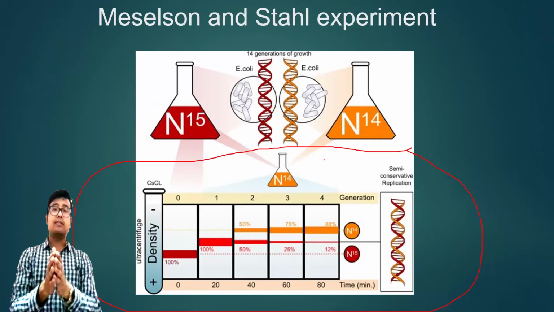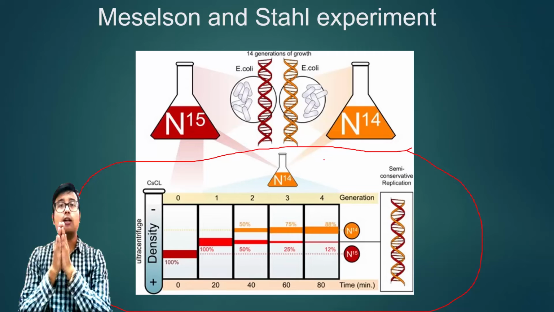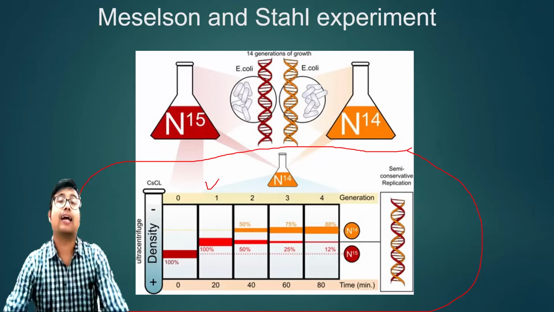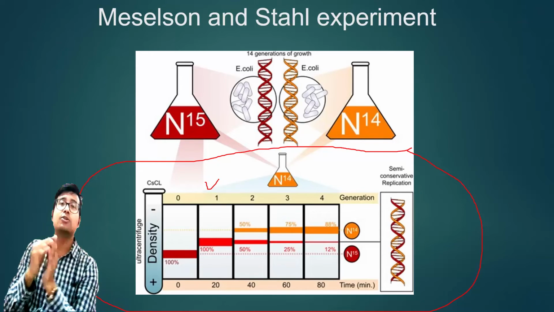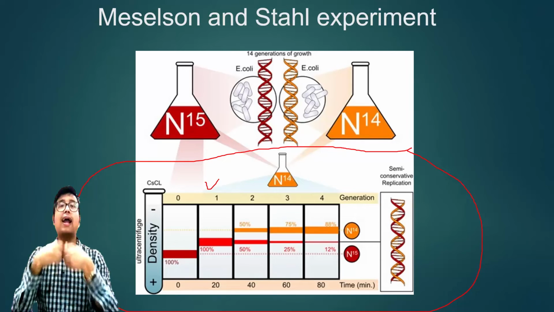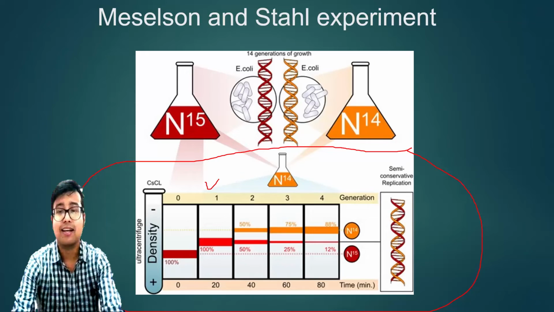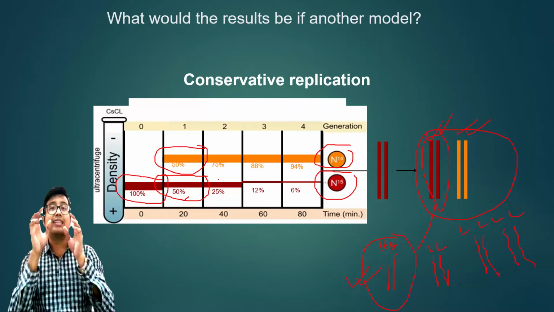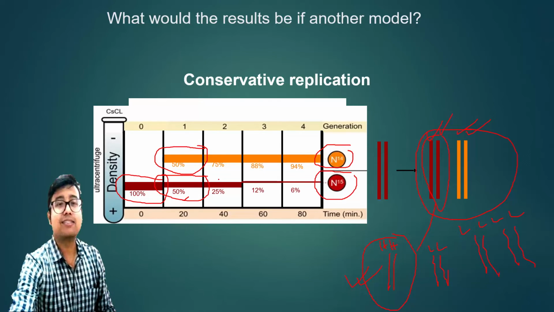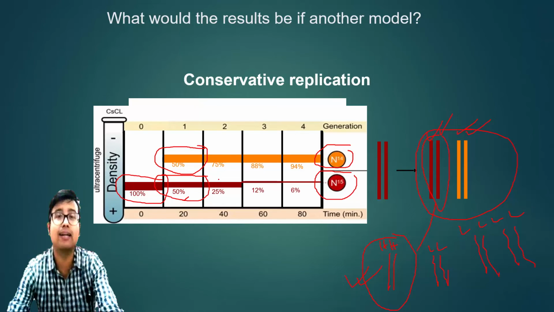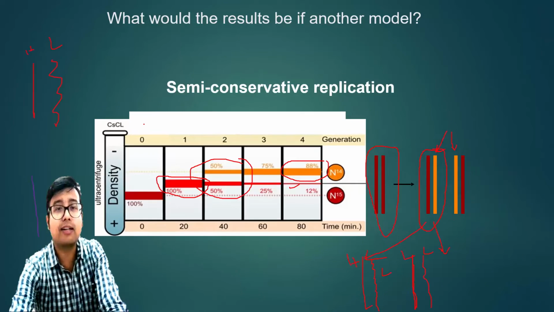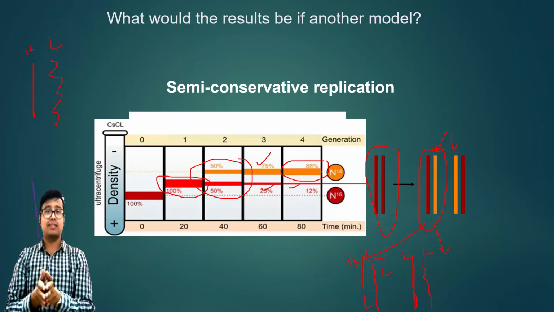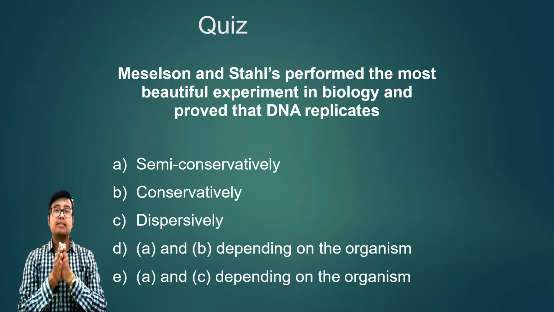So this was actually the result of Watson and Crick. They got a 100% band at the intermediate zone in the first generation, and subsequently the band at the intermediate zone started thinning and the band at the lighter zone started thickening. So this is in contrast with conservative. Conservative also shows this pattern, but the 100% intermediate band is not there in case of conservative, and we get the parent band at heavy. In case of semi-conservative, the parent band is at the intermediate position, and subsequently the lighter band starts to thicken. So this is the Meselson and Stahl experiment.